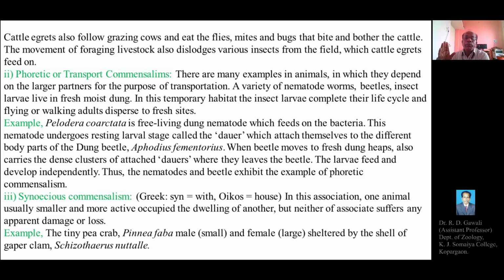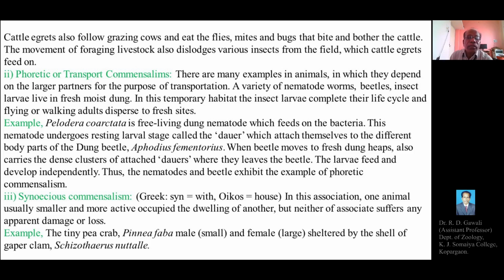Here, the gapper clam, genus species Schizothaerus nuttallii, is a host, providing support to the tiny pea crab Pinnixa faba, where the male is smaller in size and the female is larger. The males or females of the tiny pea crab get shelter or support in the shell of the gapper clam, a molluscan, Schizothaerus nuttallii.